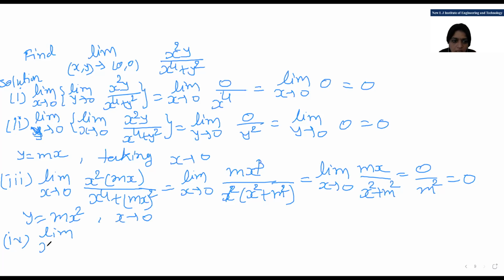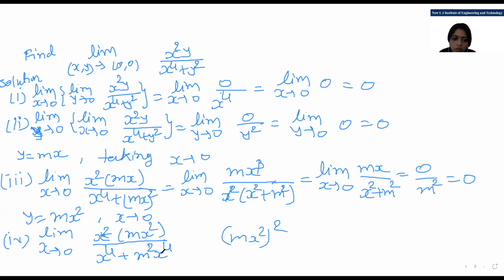So limit x tends to 0, here x square, and in the place of y I have to put mx square, upon x raised to 4. If I place mx square in the place of y, then mx square whole square means m square and x raised to 4. I think no one has a doubt. Right?